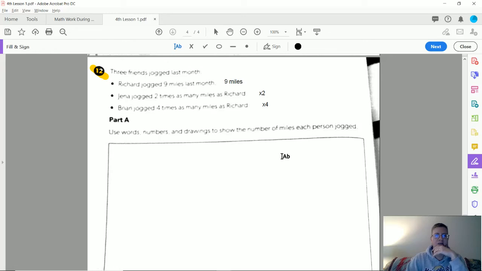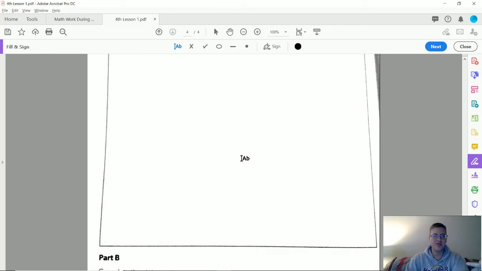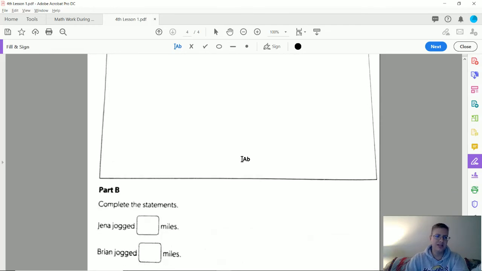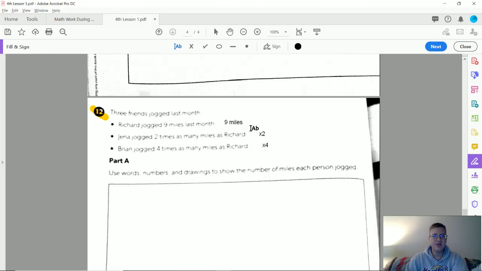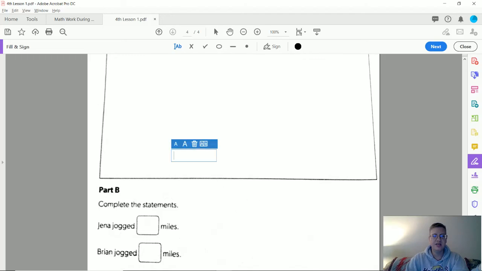So if I scroll back up, I'm intentionally skipping part A because if they're showing their work to figure out the answer for part B, which just asks you to give the totals for Jenna and Brian, we shouldn't need to do that. So Jenna is going to be 9 times 2, that's going to equal 18. And then the other one, Brian, would be 9 times 4 equals 36.